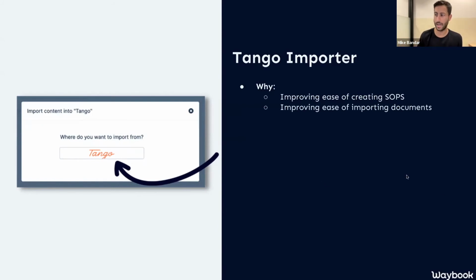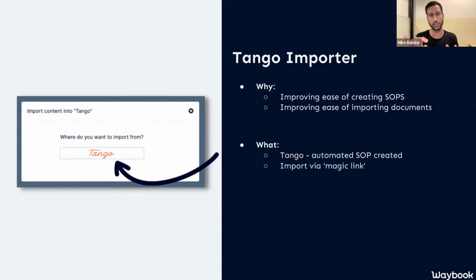So what Tango actually is, is an automated SOP recording tool. It enables you to turn on the Chrome plugin to be able to click around a couple of pages on a website, on a document, whatever you're looking to show somebody. And that will automatically screen capture in various different stages what you're doing within that process. You're then able to use their magic link to copy and paste that document straight into your Waybook, which will actually be created as a set of different steps within the document which you assign it.